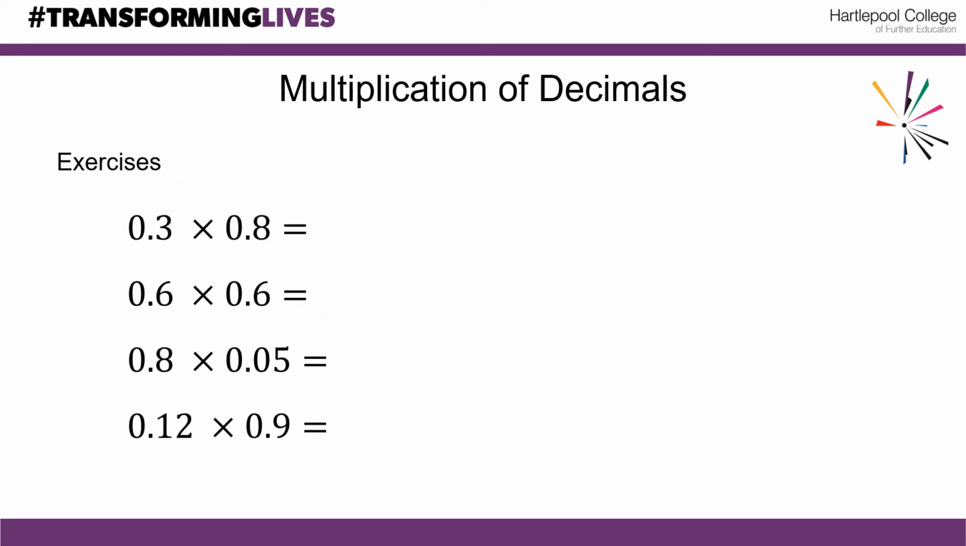Right, folks, a couple of questions there for you to have a go of. Pause the video, and then when you press play, I'll put some answers up. Okay, so the answers we should have had for those. The first one should have been 0.24, and 0.36, and 0.40. But again, remember that's still right if you choose 0.4 because you can remove the trailing 0. And then the last one is 0.108. So well done if you got those.